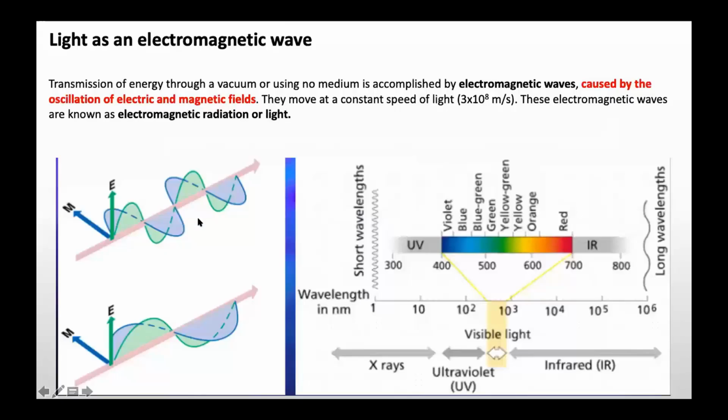So first we will see what is an electromagnetic wave. Transmission of energy through a vacuum, or using no medium, is accomplished by electromagnetic waves, which are caused by the oscillation of electric and magnetic fields. These electromagnetic waves are also known as electromagnetic radiation or electromagnetic light. So this is the electromagnetic spectrum, which has different radiation at different energy levels.